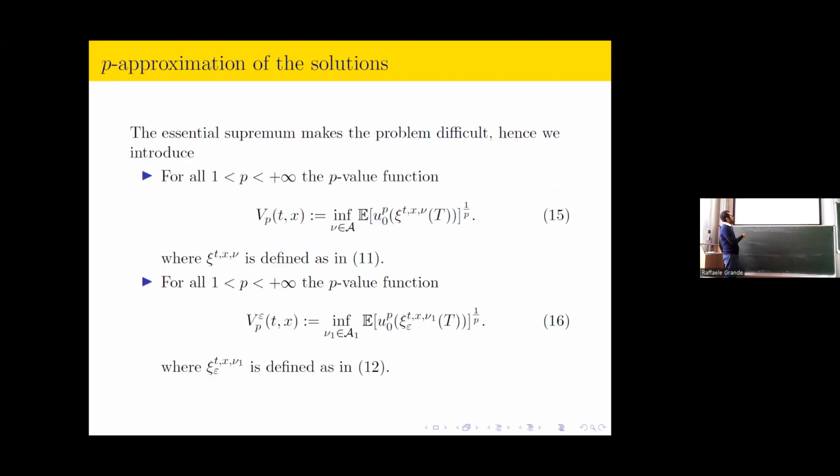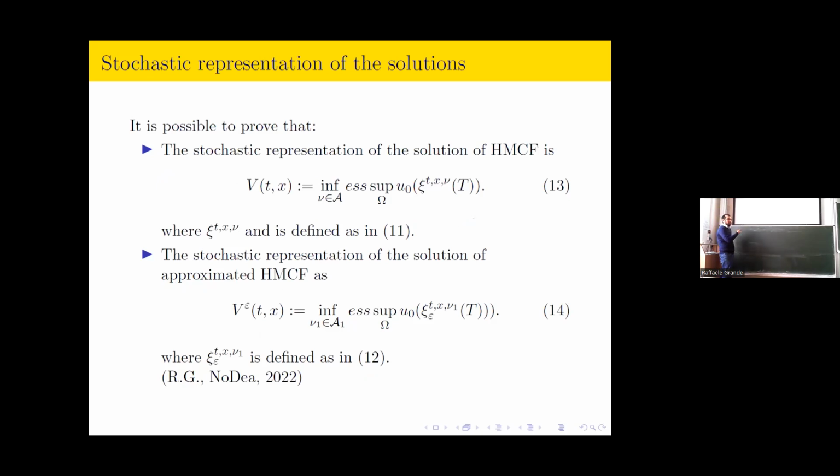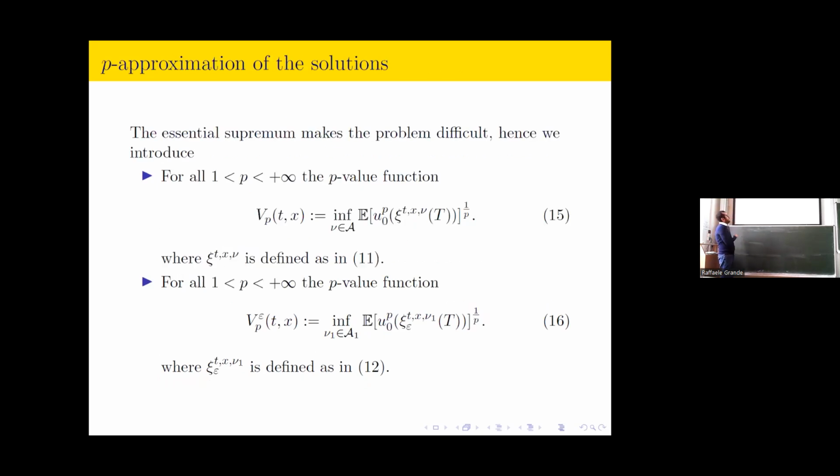So to simplify the problem, we introduce the p approximation that works exactly like a p norm. So we can define Vp and V epsilon p in the following way. We pass from an infinity norm, because morally the value function represents an L infinity norm, to an Lp norm in a stochastic setting, and it's possible to prove that Vp, for p which runs to infinity, goes to V pointwise, and the same holds taking epsilon fixed: V epsilon p, for p which runs to infinity, goes to V epsilon.